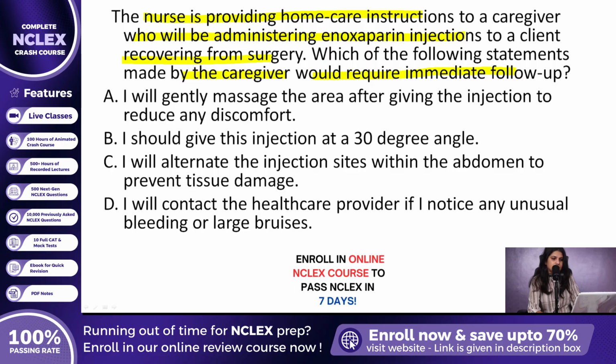Let us walk through each statement carefully and identify which one signals the greatest risk to safe care. Here are your options. Option A, I will gently massage the area after giving the injection to reduce any discomfort. Option B, I should give this injection at a 30-degree angle. Option C, I will alternate the injection sites within the abdomen to prevent tissue damage. Option D, I will contact the healthcare provider if I notice any unusual bleeding or large bruises. Now, let us analyze the correct response based on safe medication practices and caregiver education. The correct answer is option B, I should give this injection at a 30-degree angle.